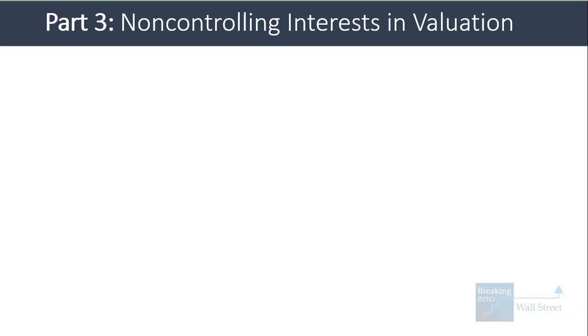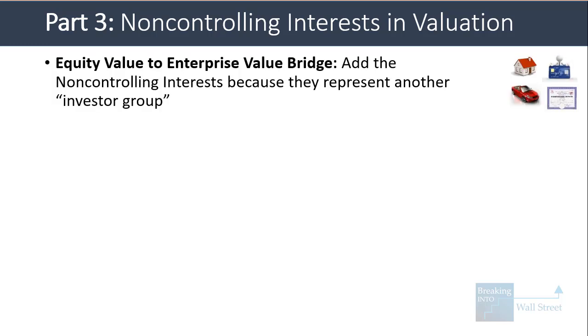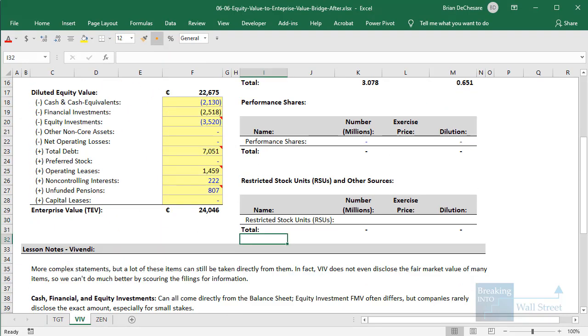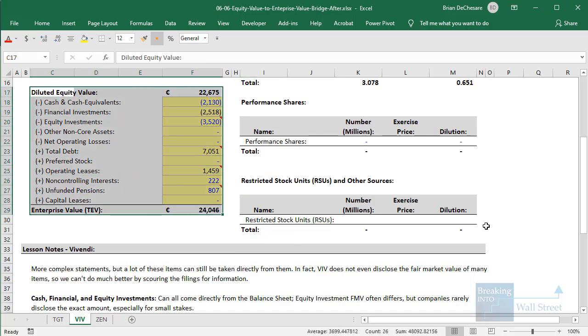In this final segment here, I want to briefly touch on non-controlling interest and valuation. The short answer here is that when you're going from equity value to enterprise value, you have to add non-controlling interest because they represent another investor group. And if you look at some of the examples that we have, such as the one for Vivendi, you'll see that non-controlling interest is always a factor in this equity value to enterprise value bridge.